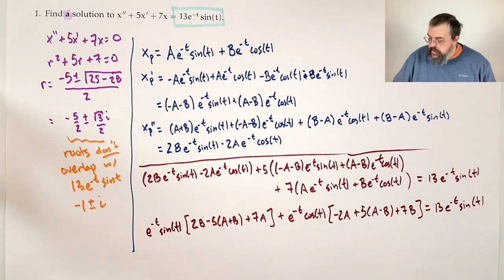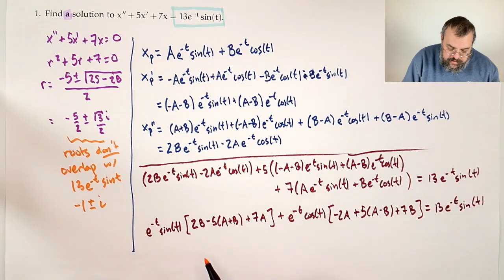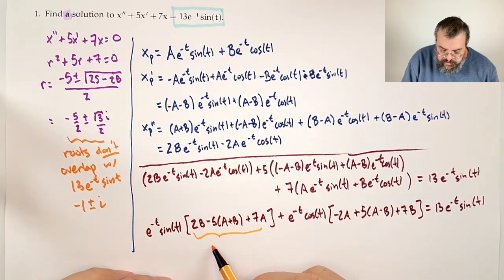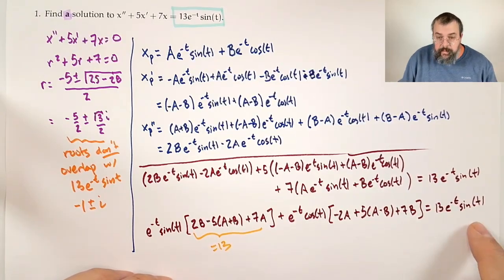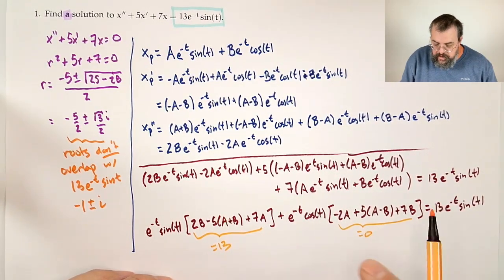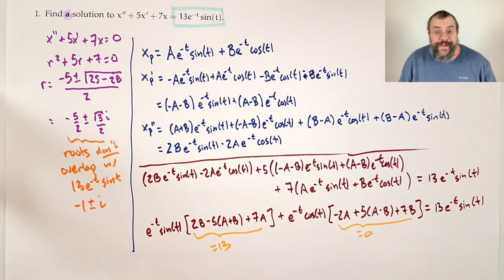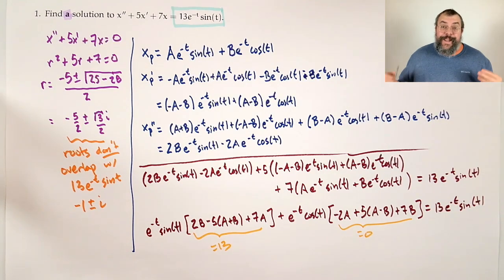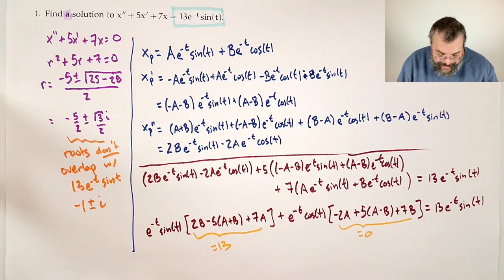And the punchline is, of course, that this coefficient has to be 13 to match on both sides, and this coefficient has to be 0 because, well, there's no e to the minus t cosine t on the other side. Okay, so we get down to our favorite thing, 2 equations, 2 unknowns. Well, maybe it's not our favorite thing, but it's definitely something we got lots of practice with over this semester. All right, well, let's clean this up.